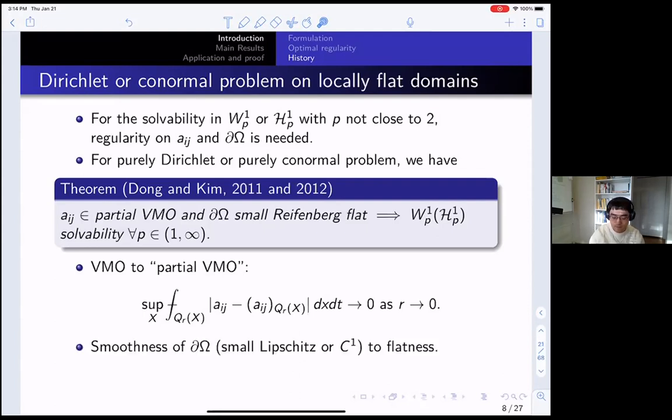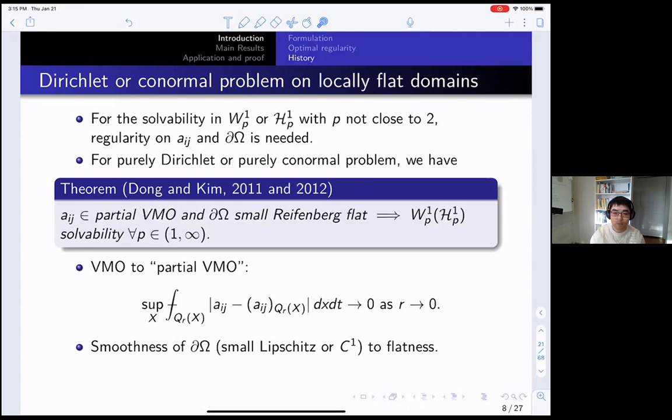The more interesting part here is the regularity of the boundary. We only assume the boundary to be locally flat. The usual assumption for the L^p theory, for the W^{1,p} theory, is small Lipschitz or C^1. Small Lipschitz means it's a Lipschitz graph with a small constant, and C^1 of course means it's a C^1 graph. Under these two assumptions, we can locally map this domain to the half space. So we have a problem on the half space with the same kind of coefficients.